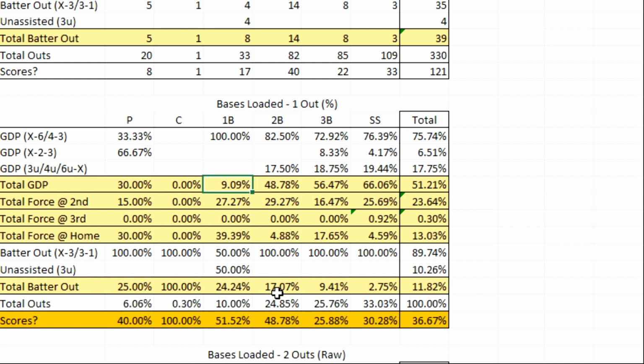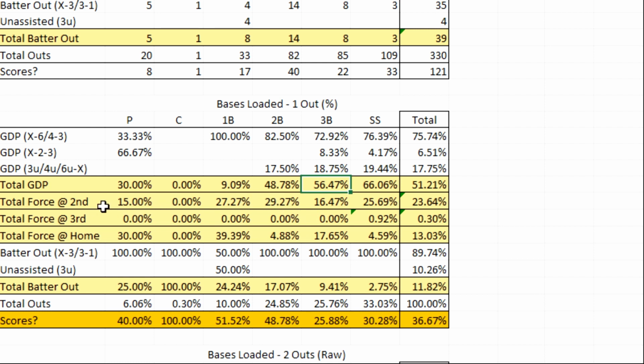First base, only a little less than 10% of balls hit to the first baseman result in a double play to get out of the inning. And then middle infielders, it's about half. It's about half to second, 2/3 to short, and a little over half to third are inning-ending double plays.